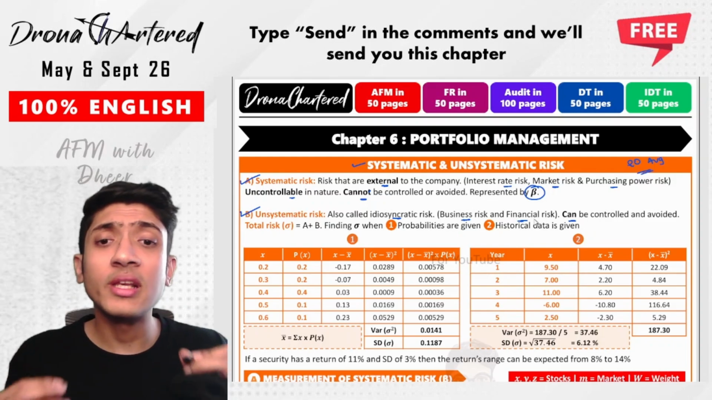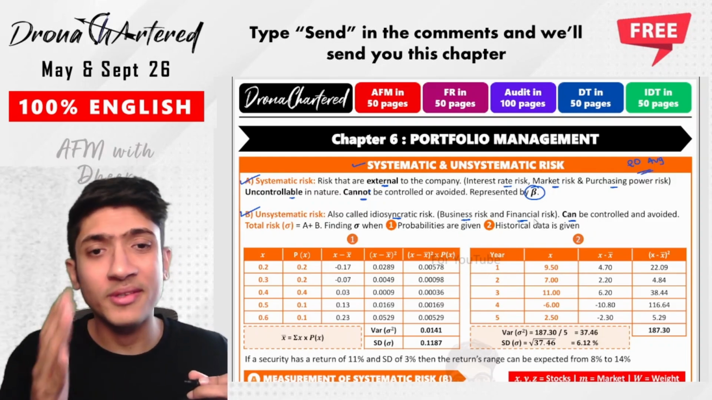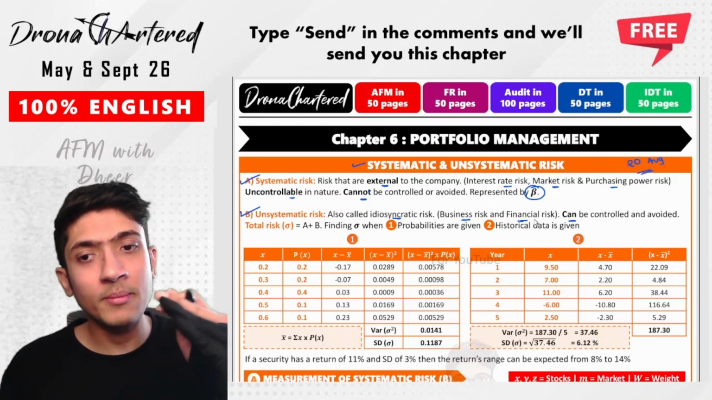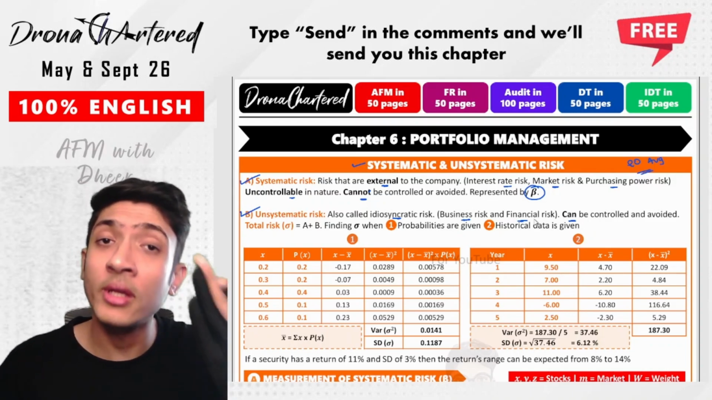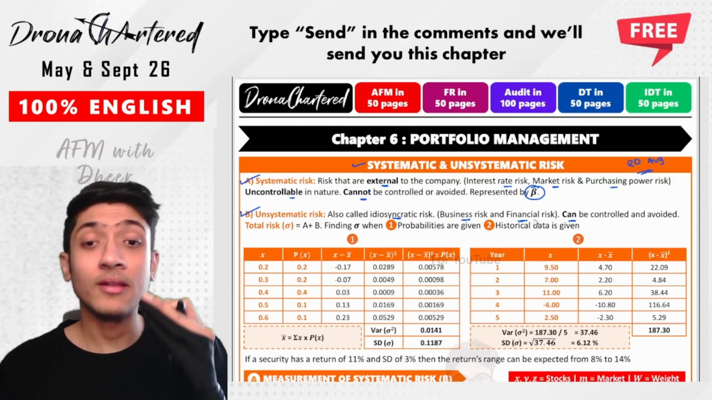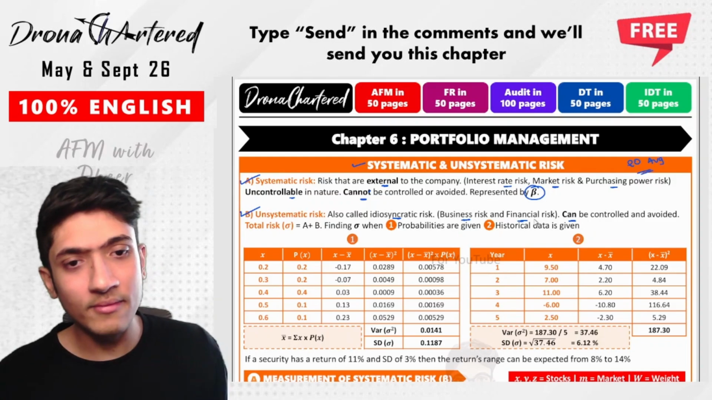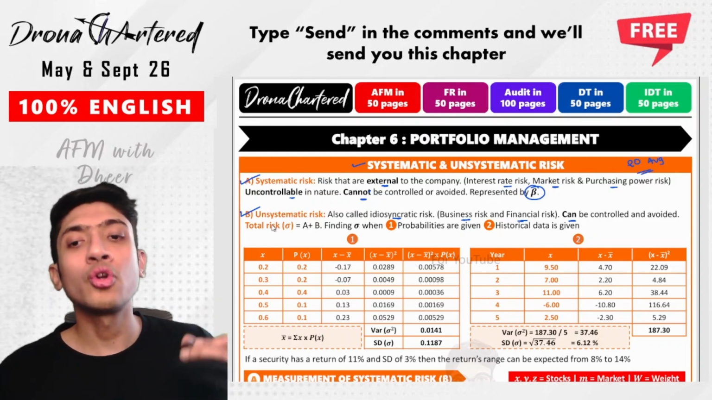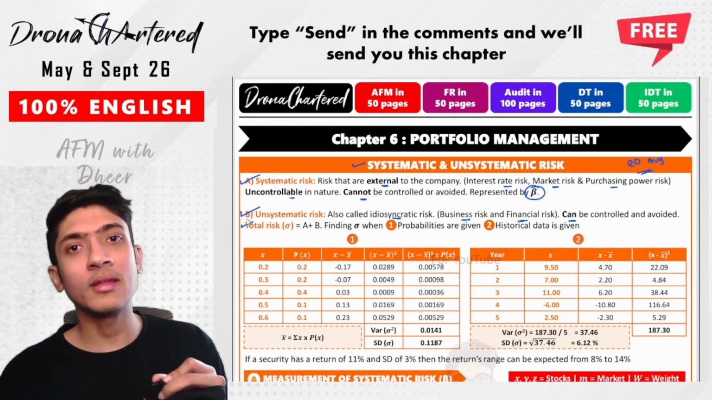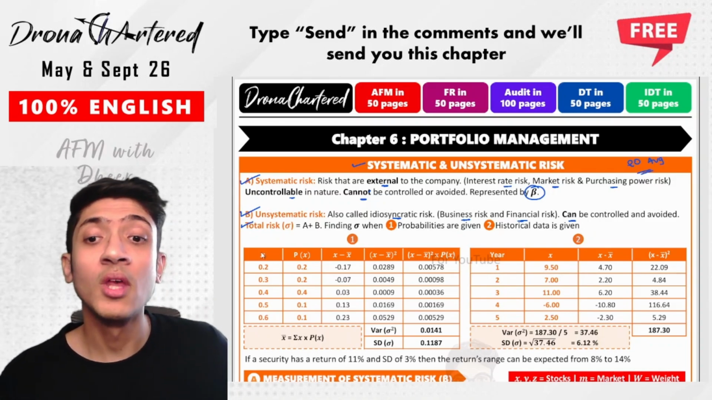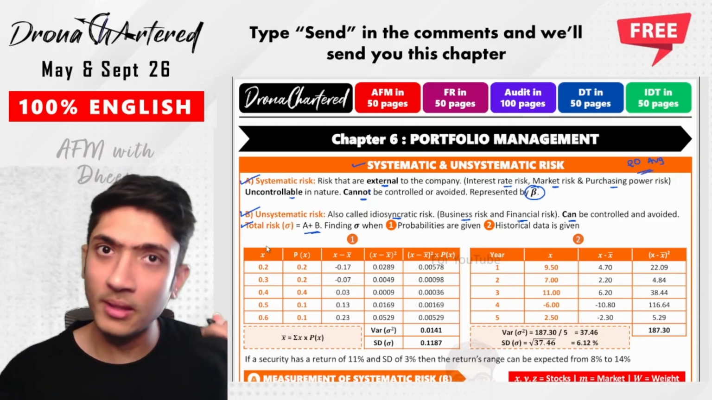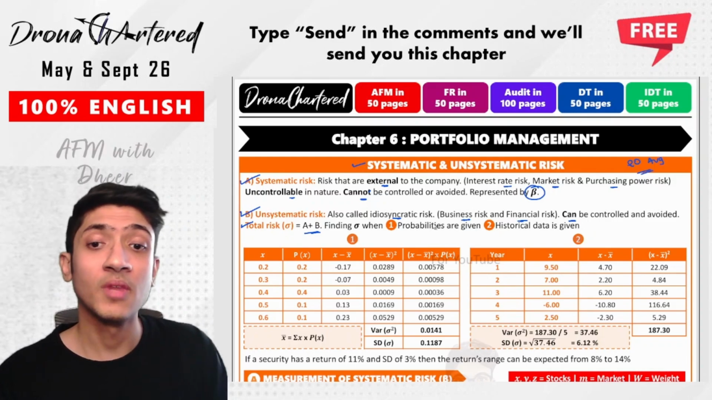Okay, so let's revise quickly. We studied two types of risk: first, systematic risk, and second, unsystematic risk. Systematic risk is nothing but your beta. Unsystematic risk is also called idiosyncratic risk, and it can be controlled. So your total risk, and by now you know that we say risk as standard deviation, your total standard deviation is A plus B, that is, systematic risk plus unsystematic risk.